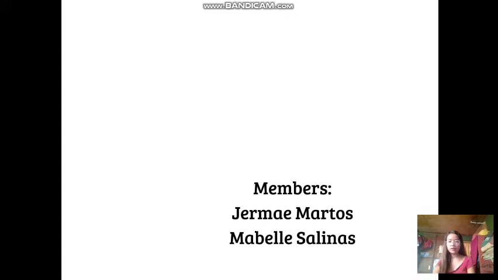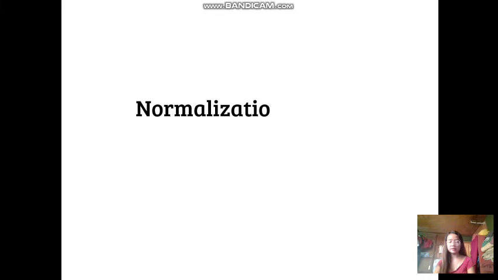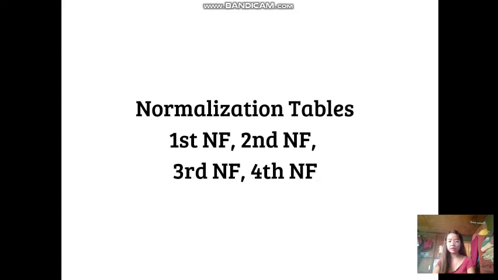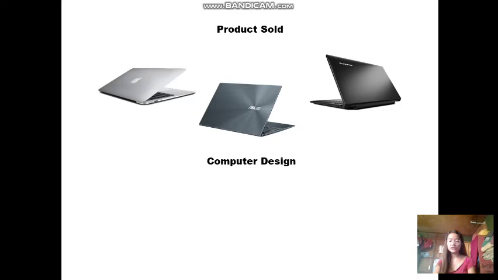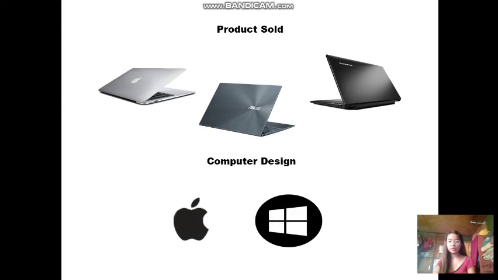So, our video is all about normalizing tables from normal forms 1, 2, 3, and 4. So, here is the company's store that sells laptops. Some of the products are MacBook, Lenovo, and Asus. They have different computer designs, which are Apple and Windows.